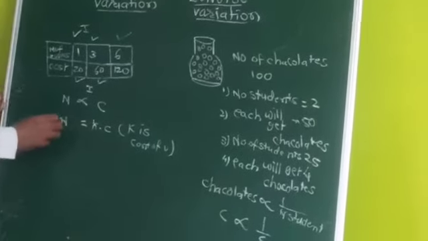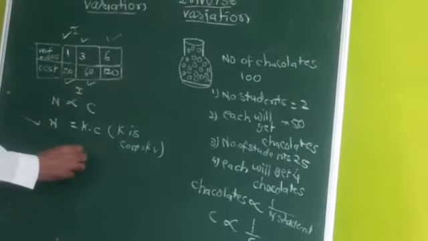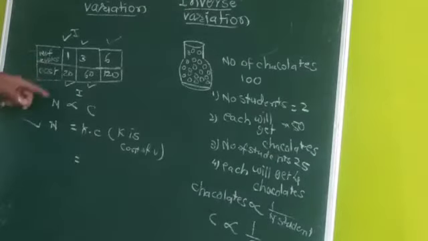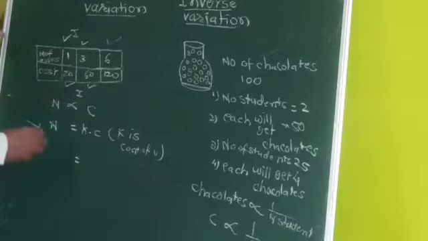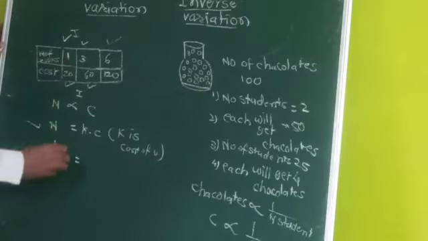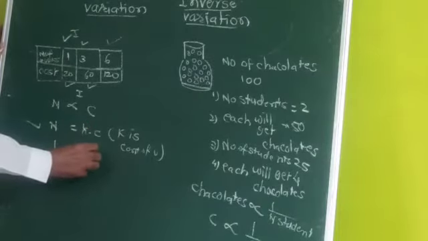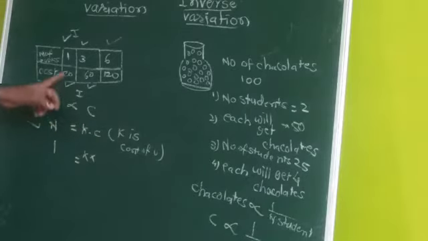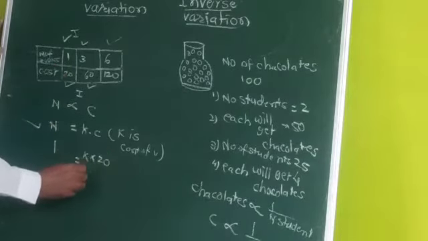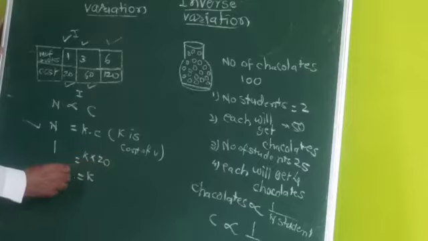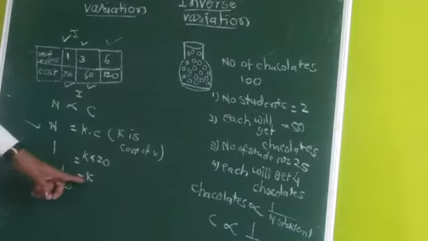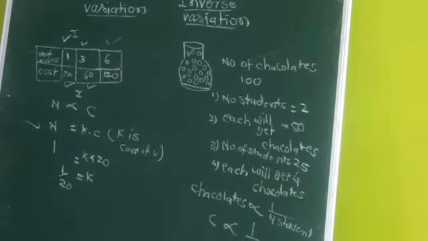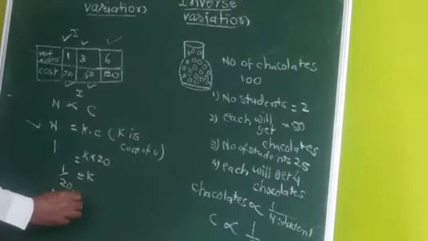Now, this is the way to get the equation. Now, substitute the values. Number of notebooks or books is 1. K we have to find out. And what is C? C is 20. So 1 equals K into 20, so K will be 1 upon 20. So the constant of variation we got is 1 upon 20. So K equals 1 upon 20.